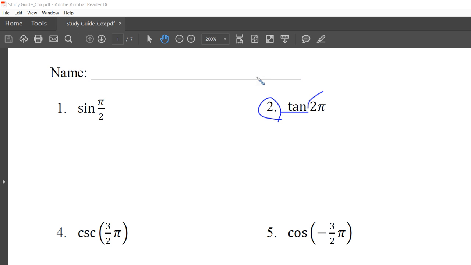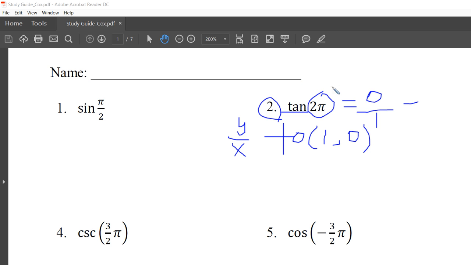Now we know the tangent is y over x. At 2 pi, which is right here, our corner points are 1 and 0. So if I were to perform the operation of y over x, this becomes 0 over 1, which is 0. So my tangent, y over x, at 2 pi is 0. And that's my final answer.